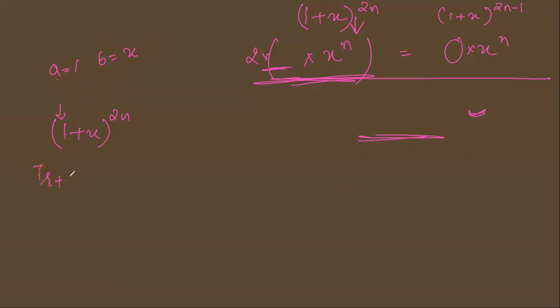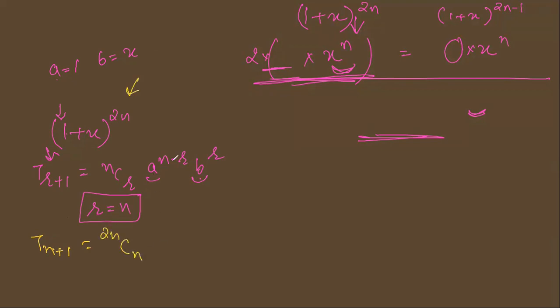So what is the general term formula? That is T(r+1) equals nCr, a raised to the power n minus r, b raised to the power r. a is 1, 1 raised to the power of something is 1 only, and b is x in the question. I want x raised to the power n, because they are asking you the coefficient of x raised to the power n. So I will put r as n. Let me put it in the general term formula. T(n+1) equals, n is what? The final power. The final power of the first expansion is 2n, so 2nCn, a raised to the power n minus r. a is 1, so 1 raised to the power of something is 1, so I'm not taking it. b is x, and r is n.